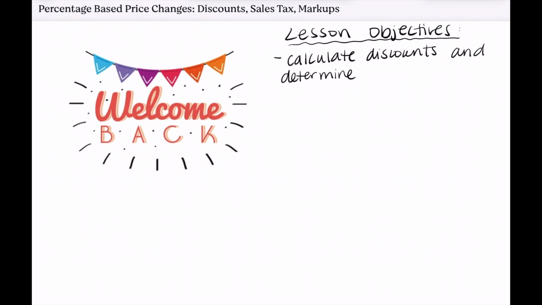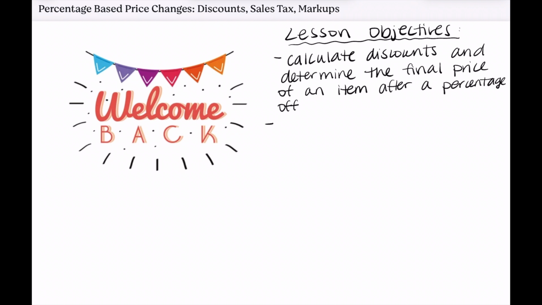Our first lesson objective is that we will be able to calculate discounts and determine the final price after a percentage off. Then our second lesson objective is to compute sales tax and find the total cost of an item. And our third lesson objective is to understand markups and how they affect the selling price.